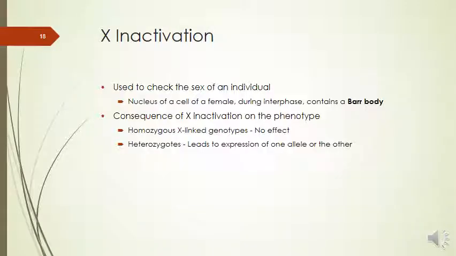X inactivation can be used to check the sex of an individual. The nucleus of the cell of a female during interphase contains a Barr body. A female is XX, so she would have 1 Barr body. The consequence of X inactivation on the phenotype is that in homozygous X-linked genotypes, there is no effect. In heterozygotes, it leads to expression of 1 allele or the other.